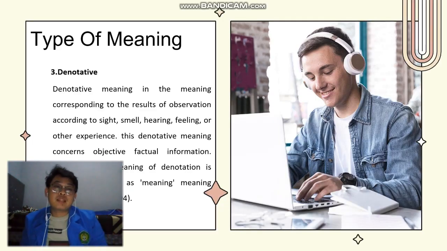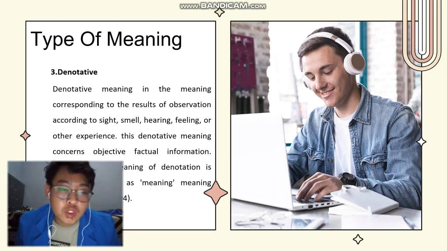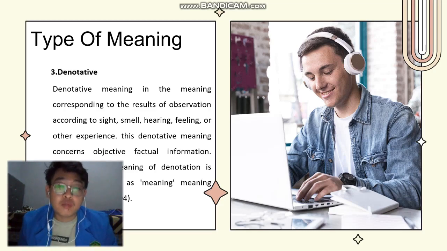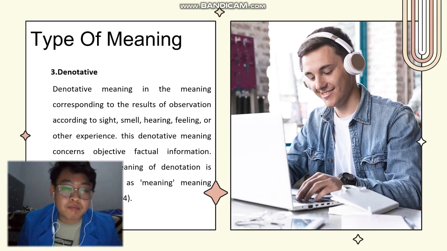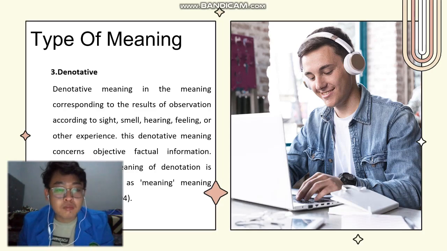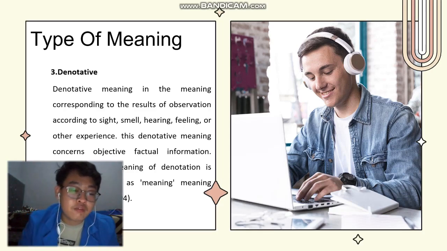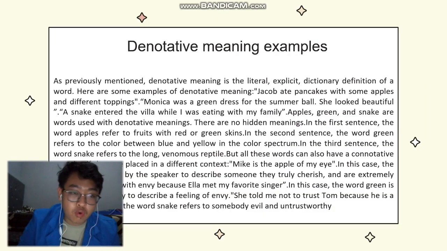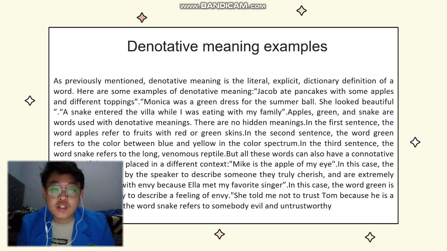Denotative. Denotative meaning is the meaning corresponding to the result of observation according to sight, smell, hearing, feeling, or other experience. This denotative meaning contains objective factual information. Therefore, denotative meaning is often referred to as meaning actually cited. As previously mentioned, denotative meaning is the literal, explicit dictionary definition of a word.